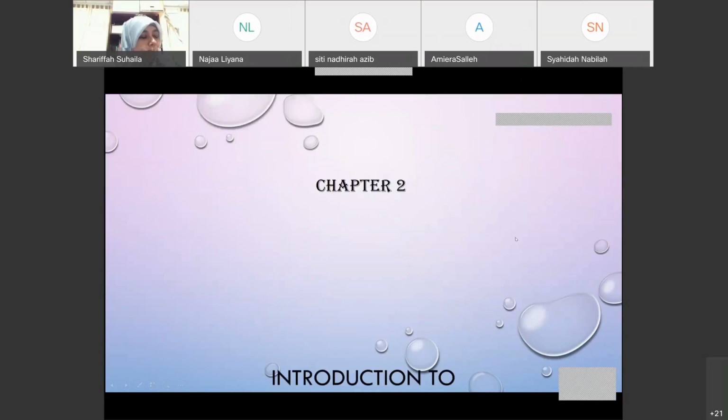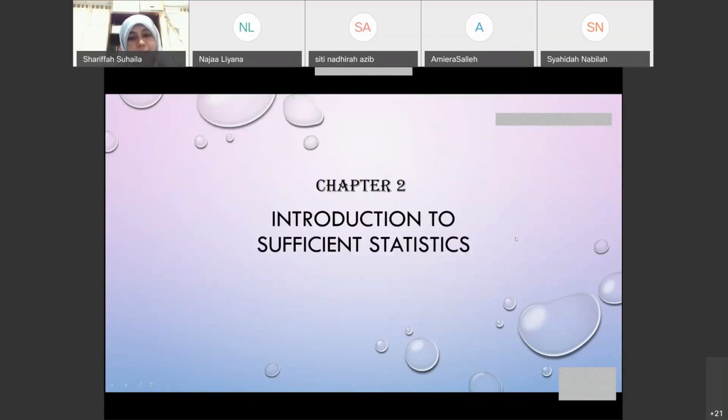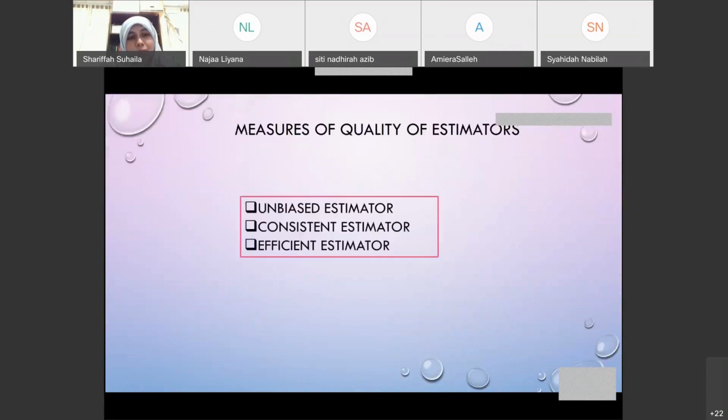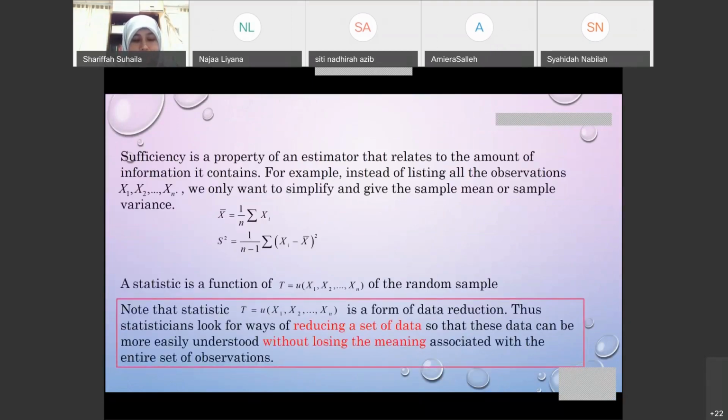So this one is on sufficient statistic. In order for you to understand the concept of sufficient statistic, you have to know how to prove or how to derive whether you have the unbiased estimator or not. And then you have to know clearly how to find your theta hat, normally using MLE.